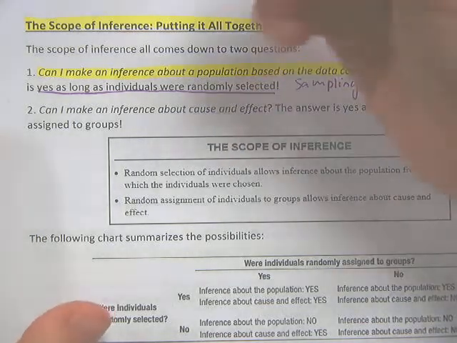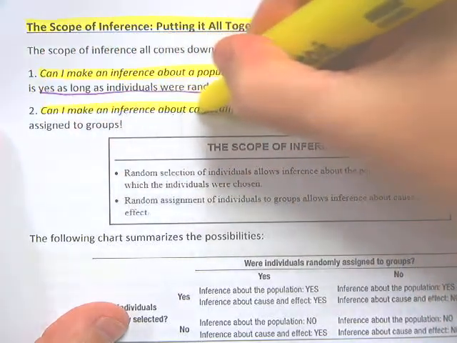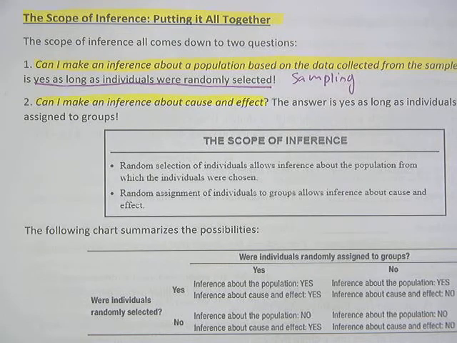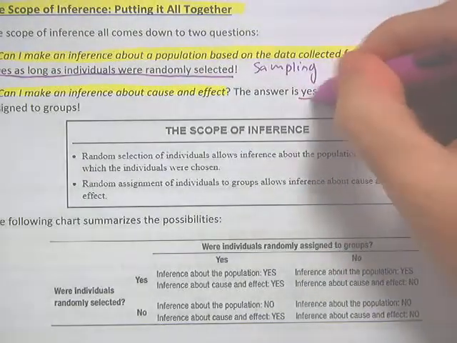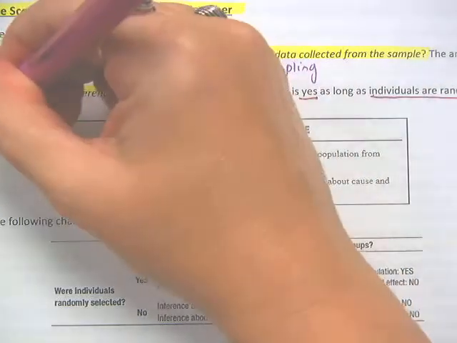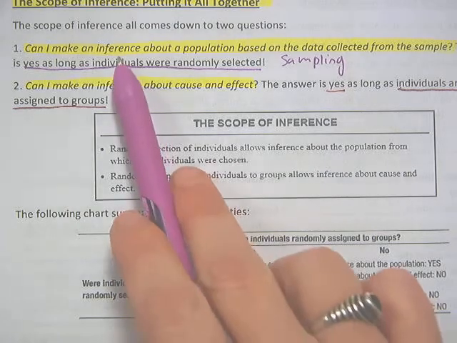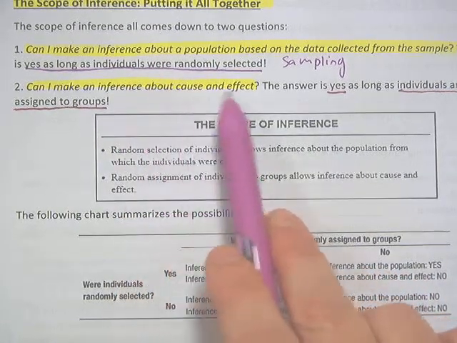The second main question when you're trying to infer is, can I make an inference about cause and effect? Is there some sort of cause and effect relationship happening? This is really easy. The answer is yes, as long as you read that individuals are randomly assigned to treatments or groups. Now, if they get to choose their treatment, or it doesn't explicitly say that we somehow use a random number generator, or we draw names out of a hat to randomly assign them, if they're not randomly assigned, then you can't make an inference about cause and effect. So again, the two parts are inference about population, inference about cause and effect.